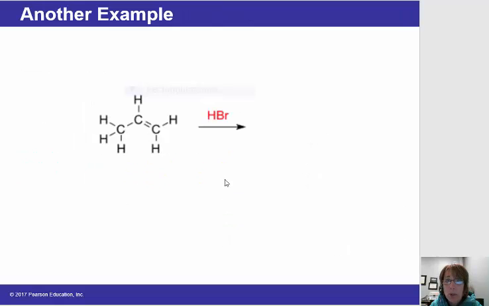So let's look at this example. I'd like you to identify the major product of the hydrohalogenation of this alkene. I also want you to name the alkene as well as the product. Okay, let's see how you did.